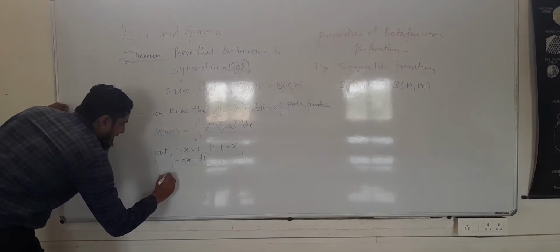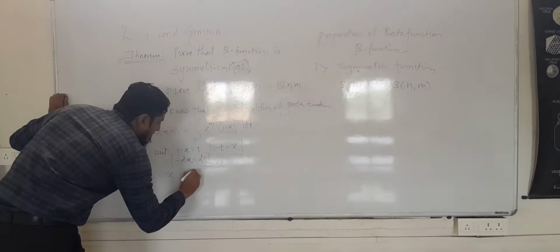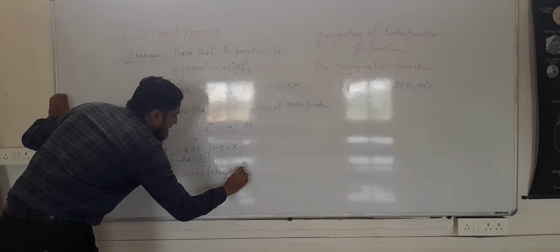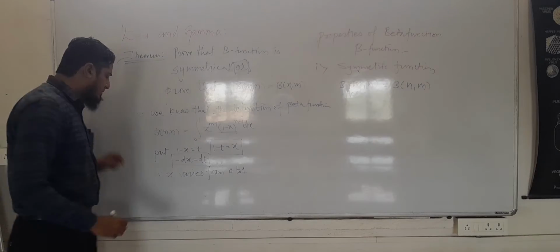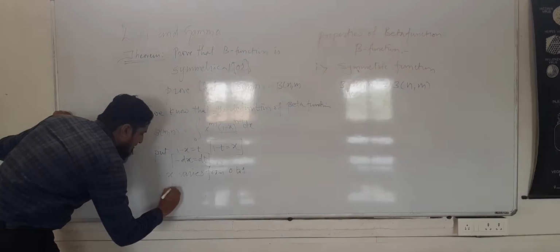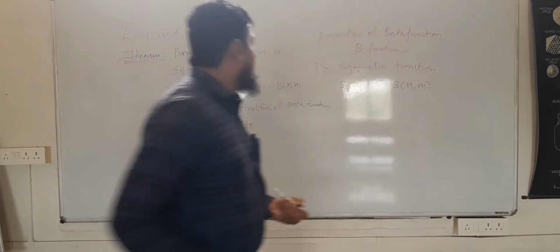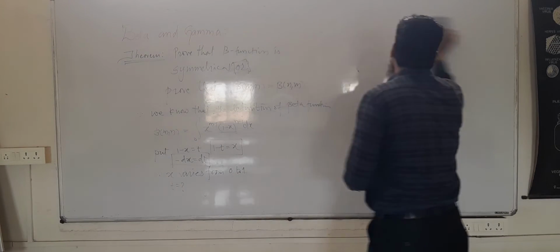Now x varies from 0 to 1. Since x varies from 0 to 1, what about t? So we will find the value for t.